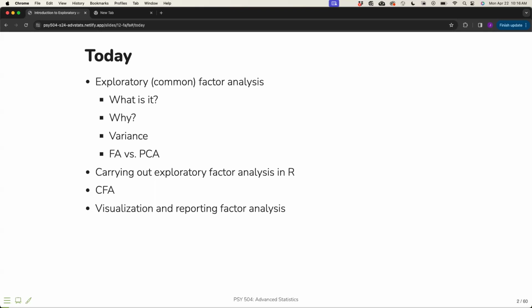I want to talk about the steps needed to carry out an exploratory factor analysis. I think Aditi did a really great job of outlining the steps. So I just want to take those steps and then show you the code that we can use to implement those steps and carry out a factor analysis. I want to talk a little bit about confirmatory factor analysis. Not going to spend too much time on that. And then finally, I want to show you guys how to visualize factor analysis results and also how we can report factor analysis. So that's on the agenda for today.